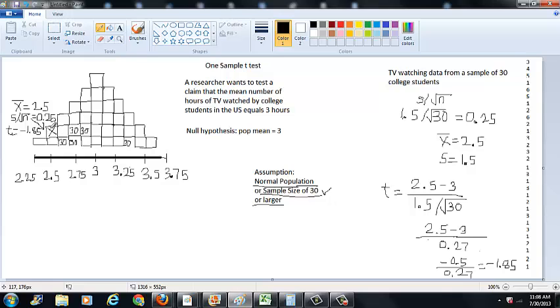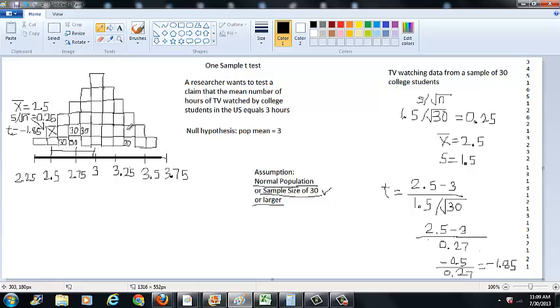Our sample is actually fairly extreme because our sample is about 2 estimated standard errors below the center. Our center is at 3, and our sample came out with a mean of 2.5, and our estimated standard error came out to 0.25, meaning we have about 2 estimated standard errors between the mean of our sample and the population mean that we're testing.